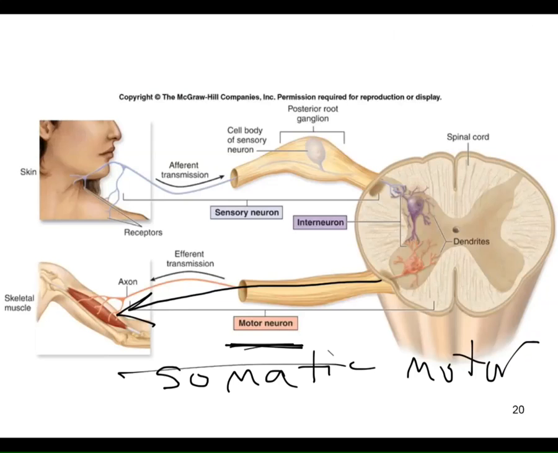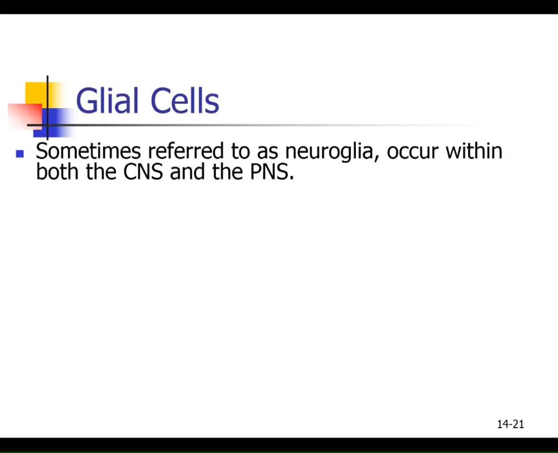So that's the neuron, and that's how neurons talk to each other in a very simplified way. Now we have to go back and deal with those glial cells, those glue cells that are supporting and protecting the neurons. Sometimes, again, they're mentioned as neuroglia. There are different glial cells in the CNS and the PNS, and I'll make the distinction for you.